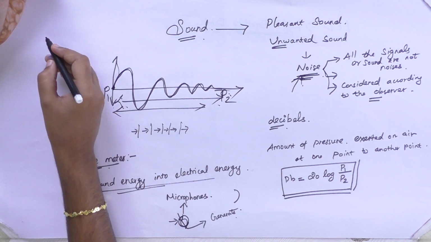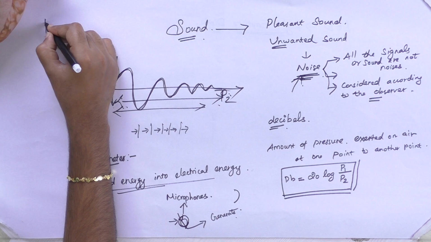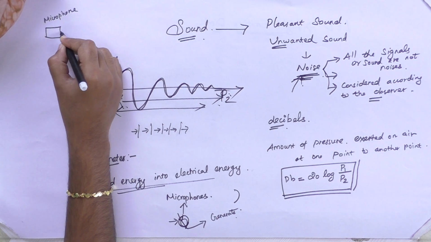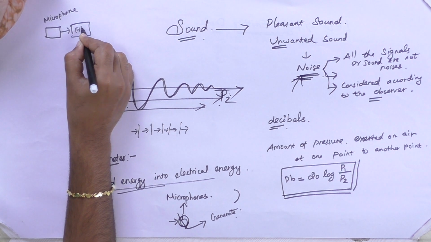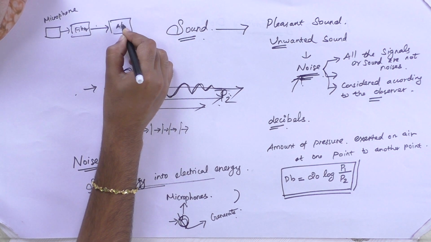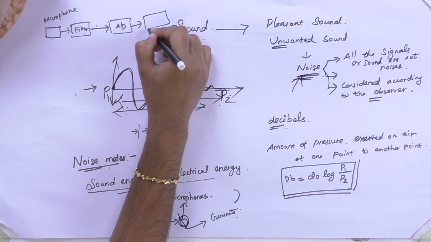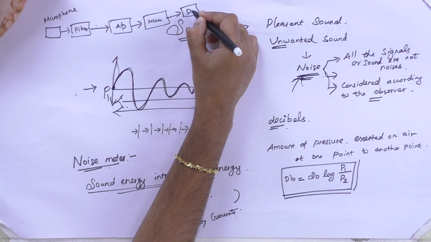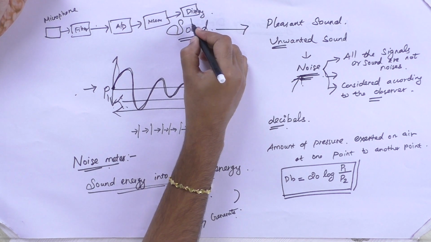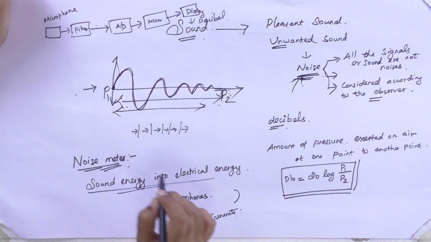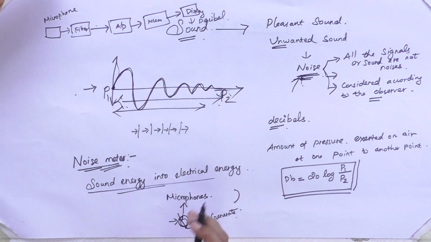So inside the noise meter there is a microphone and a filter. This is given to an analog to digital converter and through a microcomputer and display device, which is displayed in terms of decibel. This is how a noise meter measures the noise.